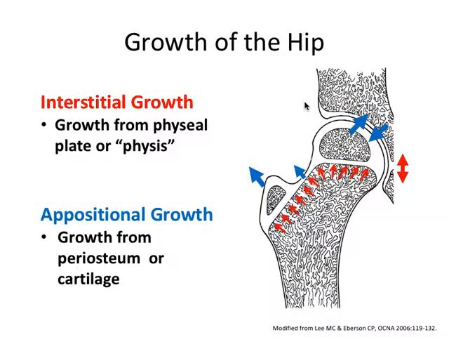The growth of the hip happens through two major mechanisms. The first is interstitial growth, which is growth from the actual growth plates here with the red arrows of the proximal femoral physis as well as the triradiate cartilage. And then appositional growth is growth from the periosteum or the cartilage, which is also another important mechanism for the width and shape of the proximal femur.